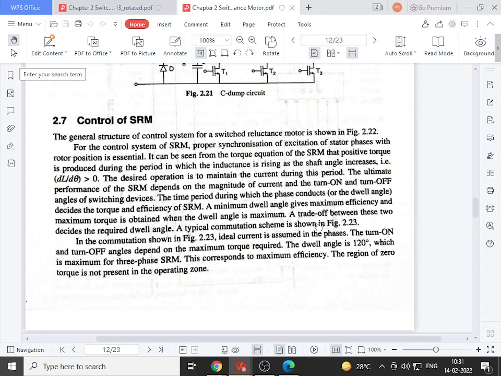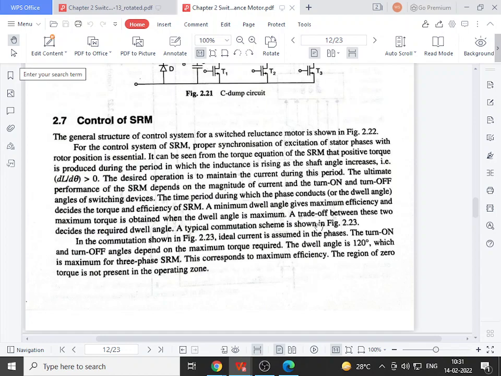So when this SRM produces positive torque, whenever there is a rise in inductance, only under that case will there be formation of positive torque. I think you are familiar with the variation in inductance of a stator phase. Rise in inductance, constant inductance, again a fall in inductance and constant inductance, and due to this variation of inductance only there will be working of SRM.